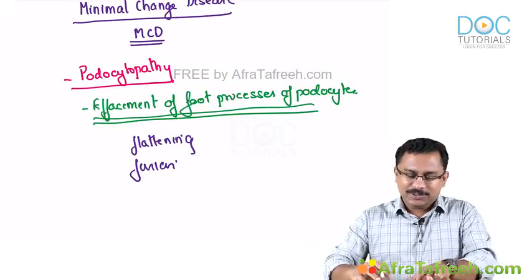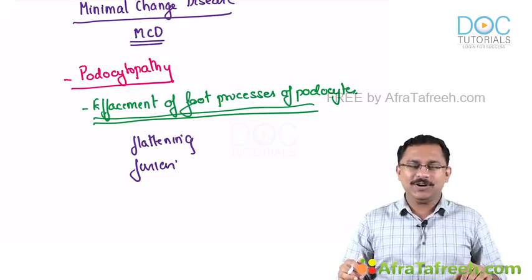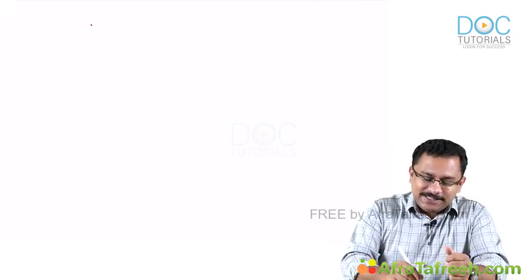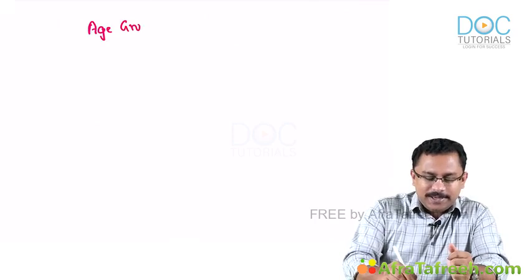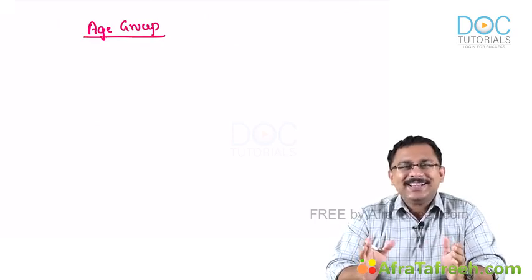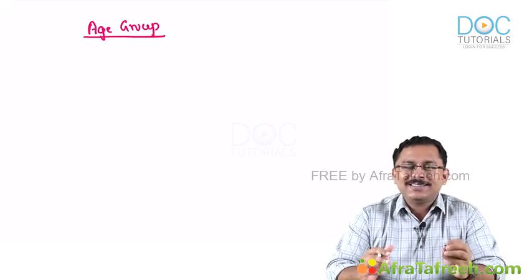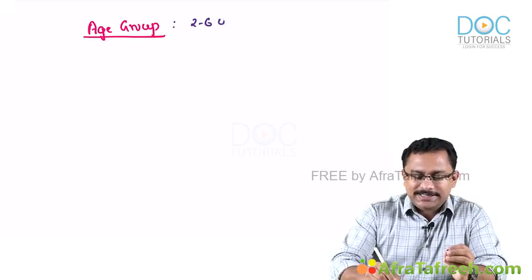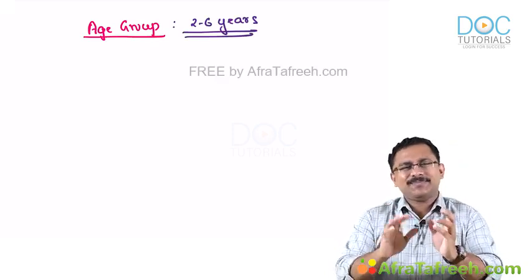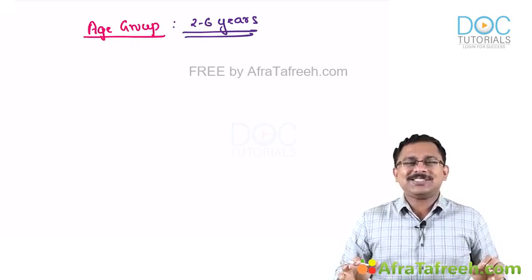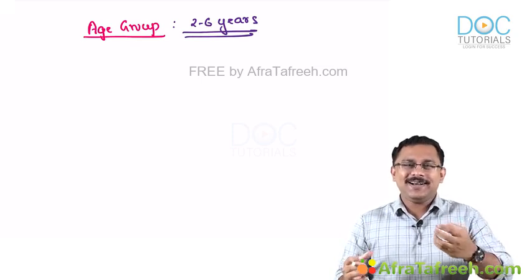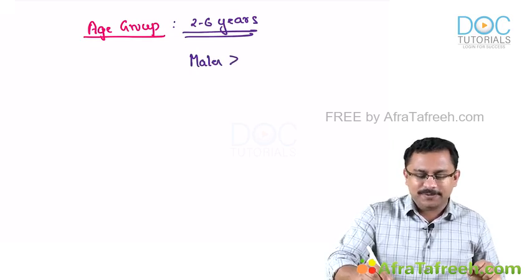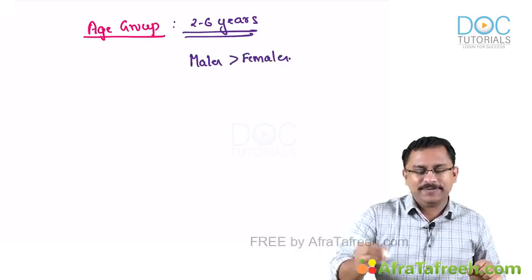All right. So having understood what the disorder is, let's see how it clinically presents. First of all, coming to the age group. The classical age group of affection of minimal change disease is 2 to 6 years, maybe 2 to 8 years. So that is the approximate age group of presentation. And this is slightly more common in males than females.